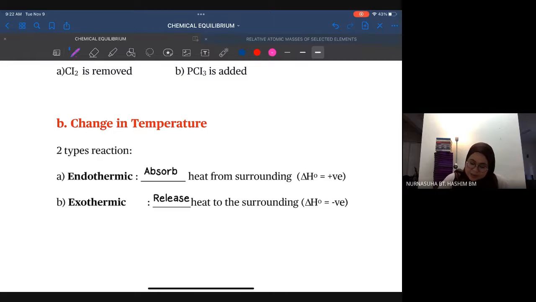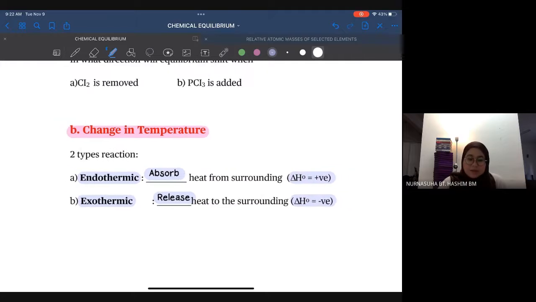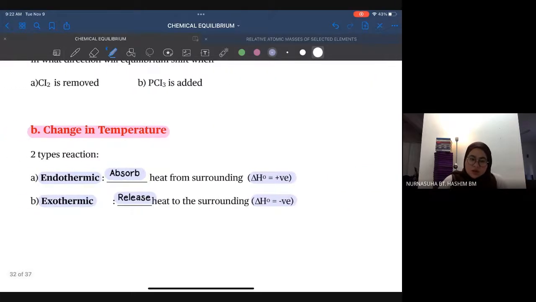Okay, next disturbance is change in temperature. So apa berlaku kalau kita ubah temperature? So for this one, kita tahu kita ada dua jenis reaction, iaitu endo dengan exo. Kalau endo maksudnya kita absorb heat from the surrounding, so the value of enthalpy is positive. Kalau exo, kita release heat to the surrounding, so enthalpy value is negative. Okay. So ingat, endo absorb, exo release.